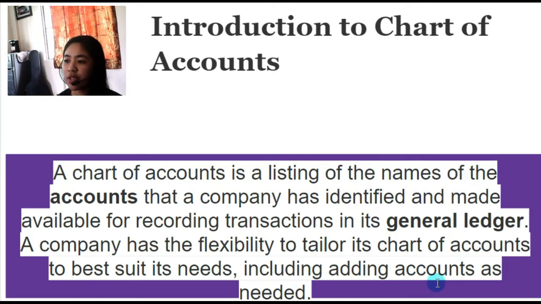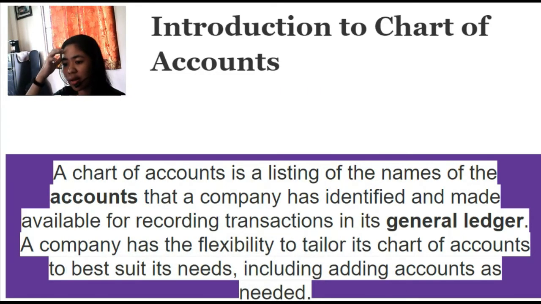So we have here the introduction to chart of accounts. A chart of accounts is a listing of the names of the accounts that the company has identified and made available for recording transactions in its general ledger. A company has the flexibility to tailor its chart of accounts to best suit its needs, including adding accounts as needed.